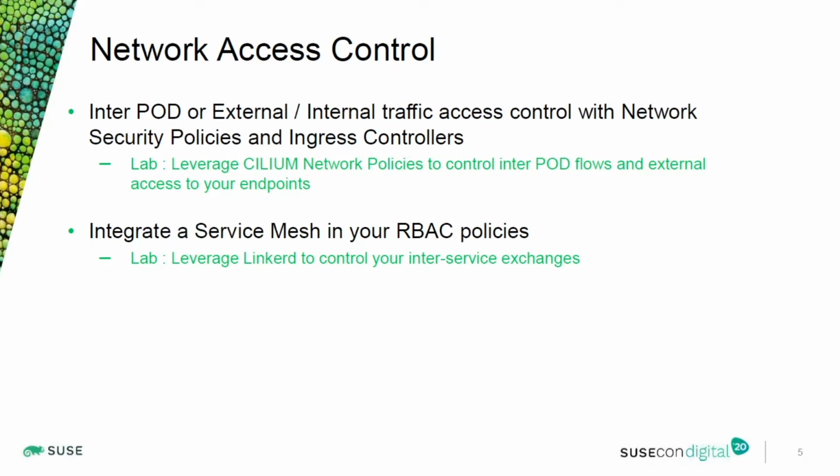Besides user access control, you have network access control with network policies, which are used to further control your network flows. Network policies require the use of a container network interface plugin, such as CILIUM, and that will be the goal of lab 4. For lab 5, we will integrate the service mesh Linkerd in your role-based secured platform.